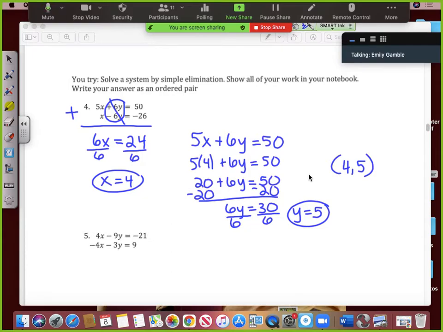So for each problem, you need to decide if you're going to add the two equations together or subtract them. I'll still give you some more time to finish up 5 and 6, and then I'll go over the answer shortly.